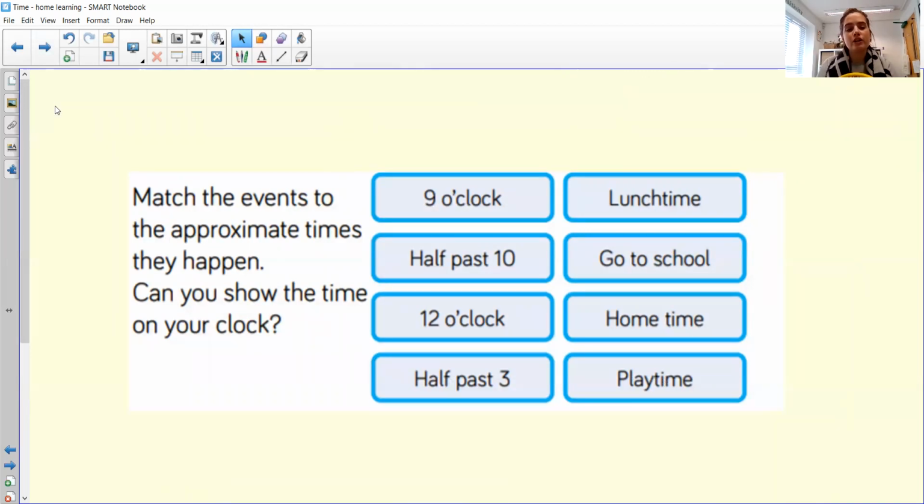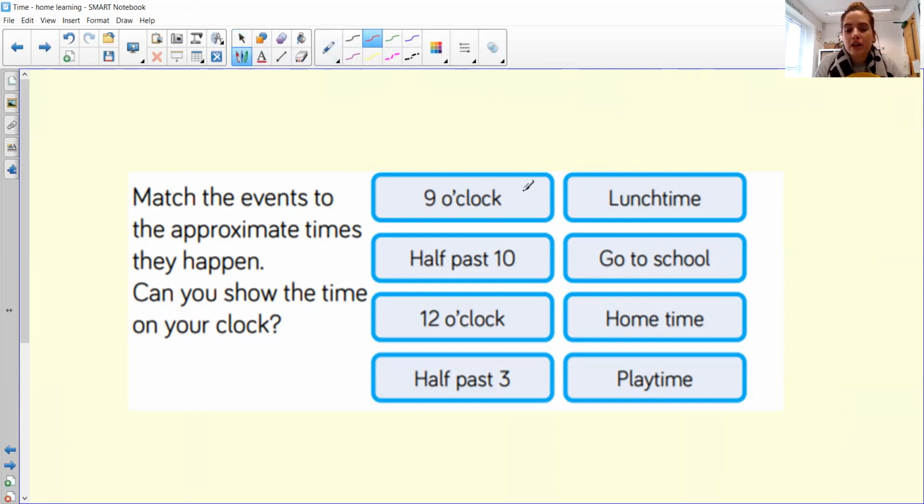Okay, so thinking about our school day, it says match the events to the appropriate times that they happen. So can you show the time on your clock? Now, we won't do this, but I'll do this on my clock with you guys. So we have got the first one. What do you think? You can pause the video now if you want to discuss it and come back to me when you think you've matched them all up. Well done.